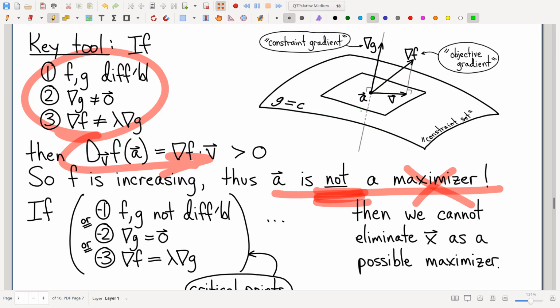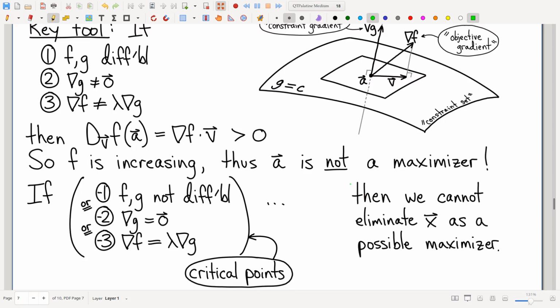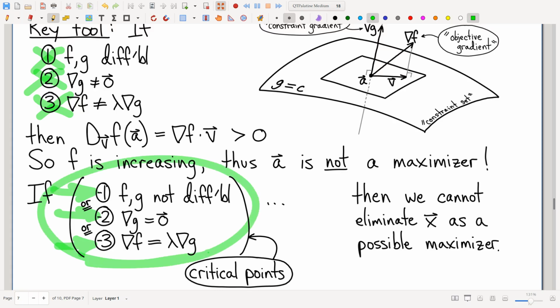And with that noted, all we got to do, if we want to find critical points, is just look where these conditions fail. So where one or the other of these functions fails to be differentiable, or where the constraint gradient fails to be non-zero, or where this little inequality fails, in other words, where you get an equality. So you've got these 3 conditions here, and if any of those happens, we've got a critical point. So it's just a matter of, again, you got to check all 3. Can't emphasize that enough. This is good news, not bad news. This means easy money.